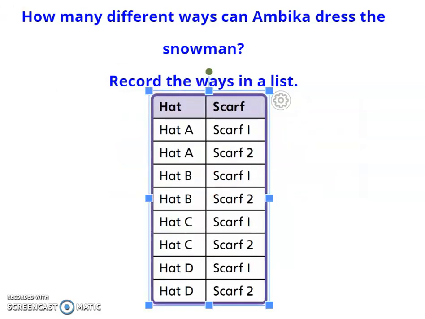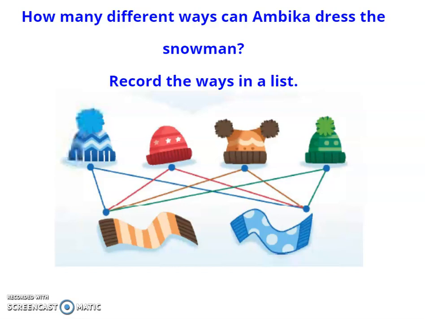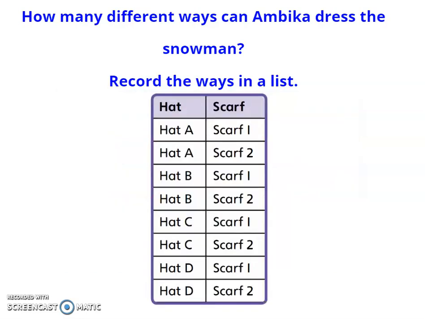And here you can see the same idea, but written as a list. Hat A, scarf 1, hat A, scarf 2, hat B, scarf 1, hat B, scarf 2, and so on. And we can see that I've got 1 outfit, 2 outfits, 3, 4, 5, 6, 7, 8 outfits. So in every method I've used so far, I'm getting 8 outfits. 8 different snowmen dressed in 8 different ways. 8 lines that join up the hats and the scarves. And finally, a list of 8 different combinations.